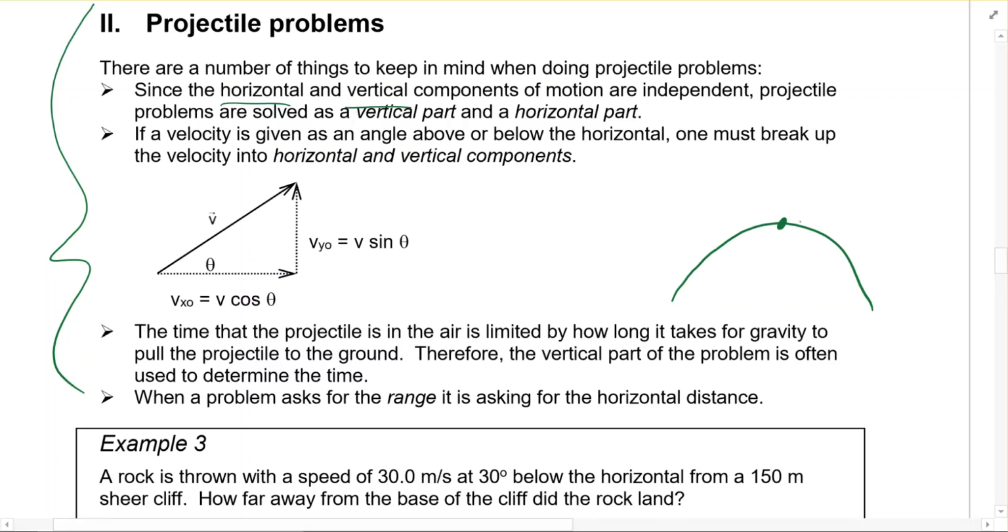So for most of these questions, we're going to make our table with x and y. And for the most part, we're going to find time first, and that's going to be the same for both. And then we're going to use that to solve the other one. That's the general trend of these. And then the last thing to remember, when it says range, it's talking about dx.